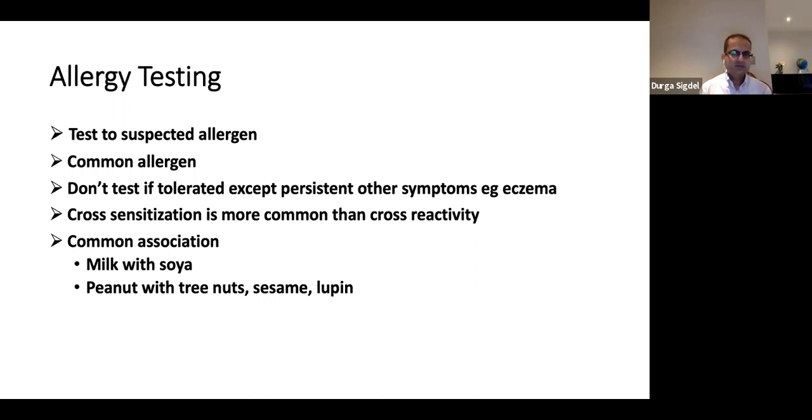So lots of the time when you do specific IgE or skin prick testing, the test result may be positive, which is due to cross-sensitization, not due to cross-reactivity. And as I mentioned earlier, in about 50% of cases the test result may be positive, but there may not be any allergy.